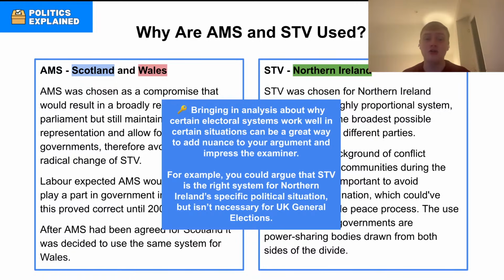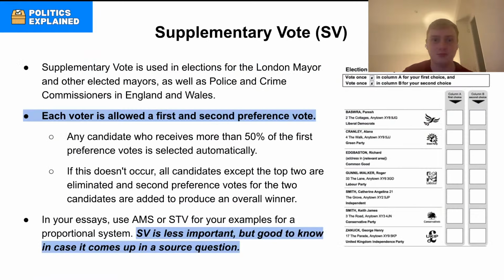For example, you could argue that STV is the right system for Northern Ireland for these reasons, because of its specific political situation, but isn't necessary for UK general elections. And therefore, for the question, evaluate the view that first past the post should be scrapped and replaced, you could argue first past the post should be scrapped and replaced, and STV is a more effective electoral system for Northern Ireland, but it shouldn't be used for UK general elections. Instead, AMS should be used, for example.